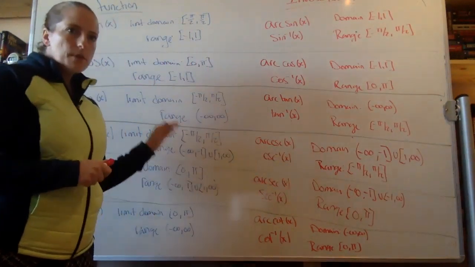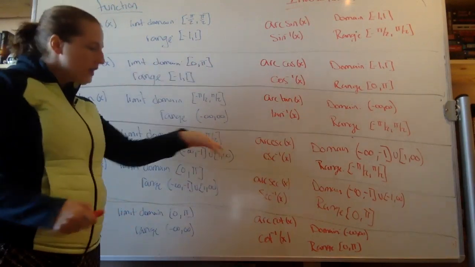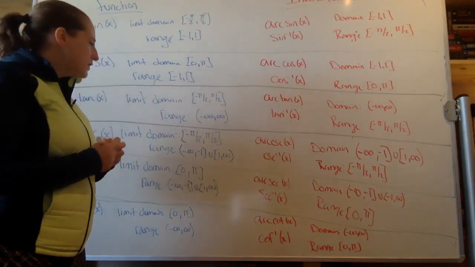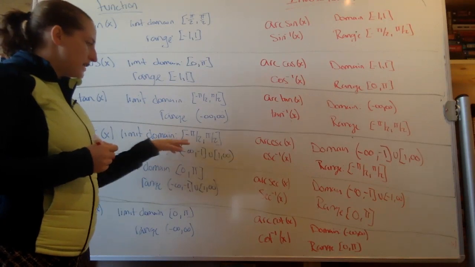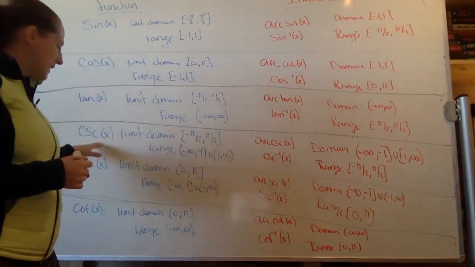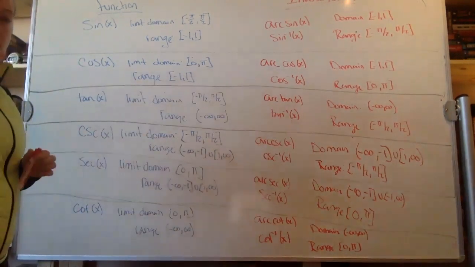Now, we did a great job building our domains and ranges by looking at our original functions, inverting them, and then thinking about flopping the domain and range. But one thing we sort of glossed over is when we limit the domain of cosecant to negative pi over 2 to pi over 2, there's actually a value in there that cosecant doesn't take on. In other words, the question is, where is cosecant undefined?